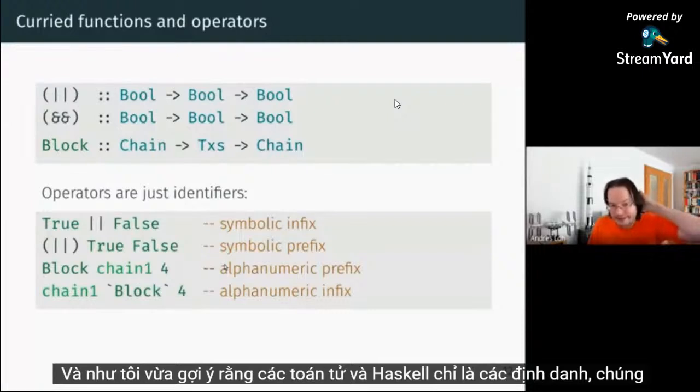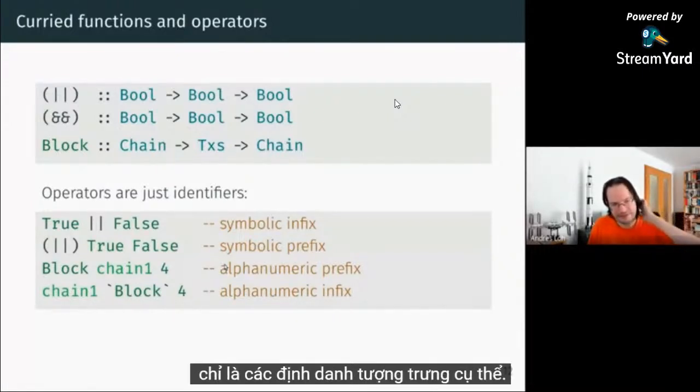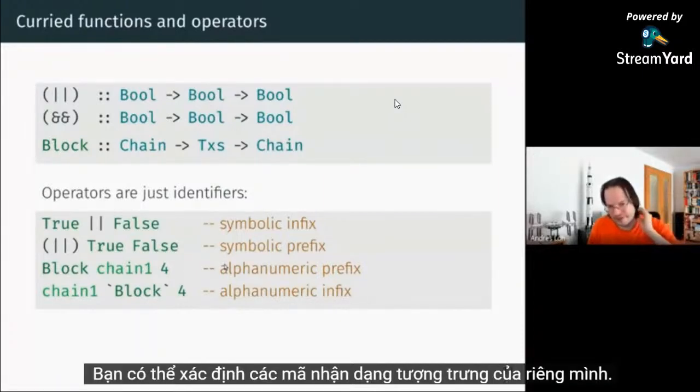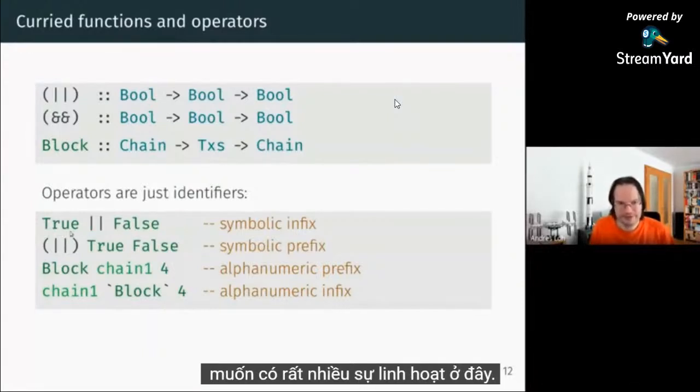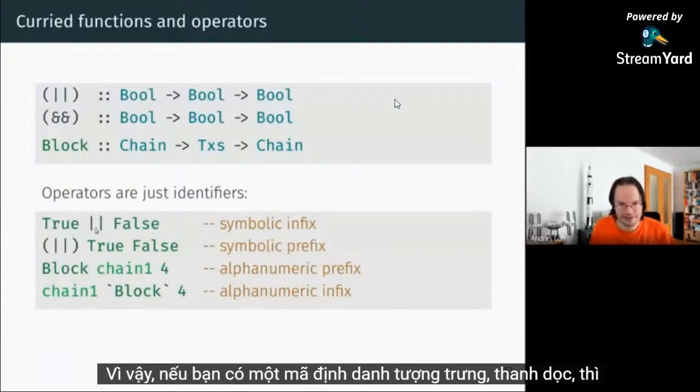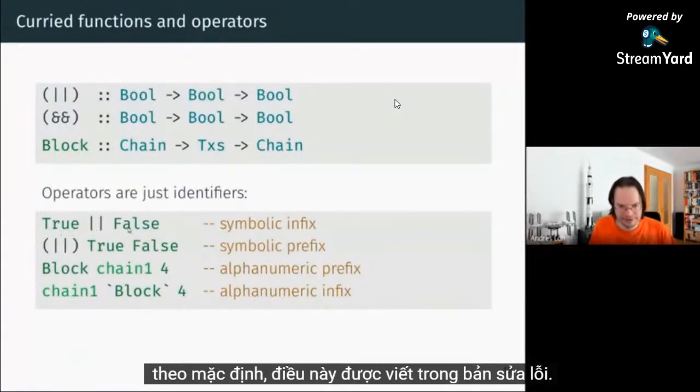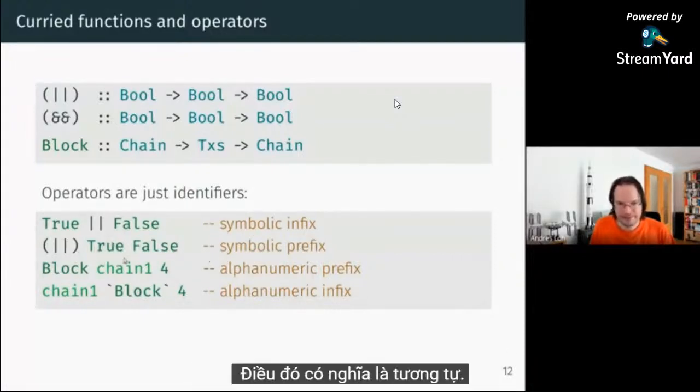And as I just hinted at, operators in Haskell are just identifiers. They're just specific symbolic identifiers. You can define your own symbolic identifiers. There is no fixed set of operators, so you can choose what syntax you want. There is a lot of flexibility here. So if you have a symbolic identifier, like the vertical bar operator, then by default it is written infix. So you write True OR False with the operator in the middle. But you can enclose the operator in parentheses and then write it prefix, applying it to True and False. That means the same thing.